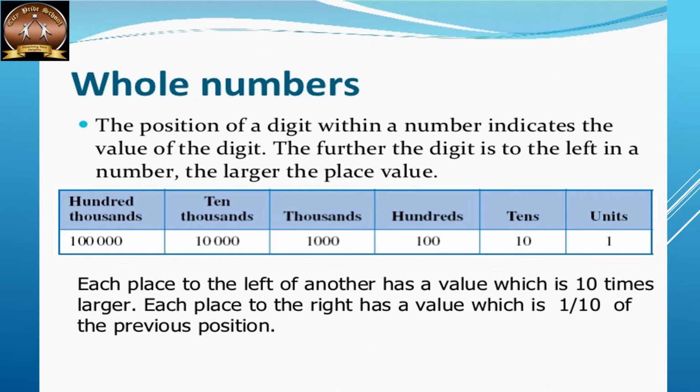Similarly, when we come from left to right, we have to divide by 10. This 100,000 when we divide by 10 becomes 10,000. 10,000 when we divide by 10 becomes 1,000. Then divided by 10 becomes 100. Then divided by 10 becomes tens. And then divided by 10 becomes 1 unit. Okay, so these are about whole numbers.